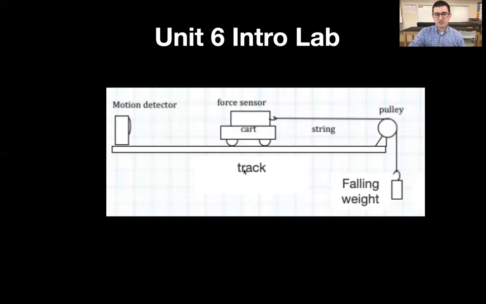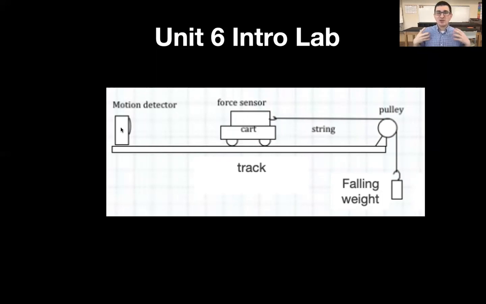We're going to have our cart, which is going to be on a level track, pulled by a string, which is attached to a falling weight over a pulley. So make sure you get all of those important parts. This is a very involved lab. There's a lot of moving parts. We've got a force sensor, we've got a cart, we've got a falling weight, we've got a motion detector. There's a lot going on.